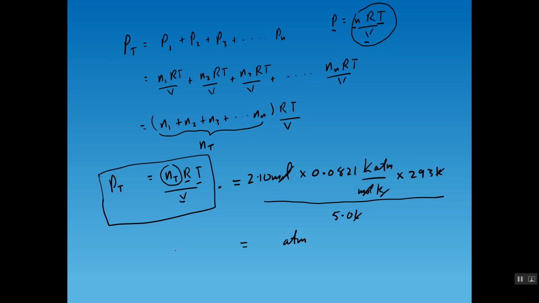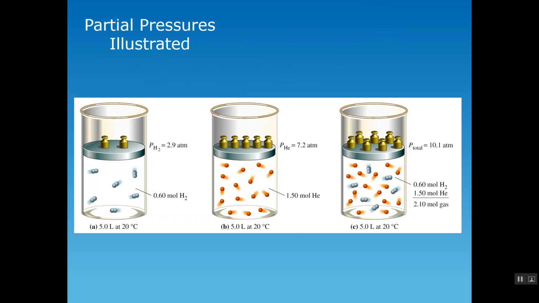So according to my calculation, this works out to be equal to 10.1, or strictly speaking, the answer should be 10 with a decimal point here because we have two sig figs represented here. So this will be the answer, 10 atmospheres. And if you go back to the slide, which had the example, they have 10.1 atmospheres. So that is basically how we can calculate the total pressure of a gaseous mixture using the ideal gas law.